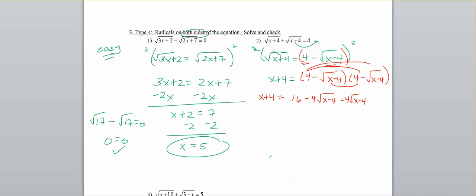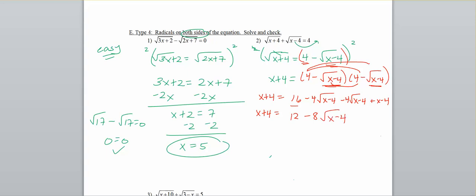Now when I go to do my last, negative negative is positive, and when I'm doing root x minus 4 times another root x minus 4, the nice thing about that is I'm just going to get x minus 4, right? When I have a radical times itself, whatever's inside comes out. So let's simplify. X plus 4 is equal to, let's see, 16 here and minus 4 here. That looks like it's going to give me 12. So 12, I have a negative 4 times root x minus 4, another negative 4, so negative 8. All right, so I'm down a couple steps. I've done a lot of work.